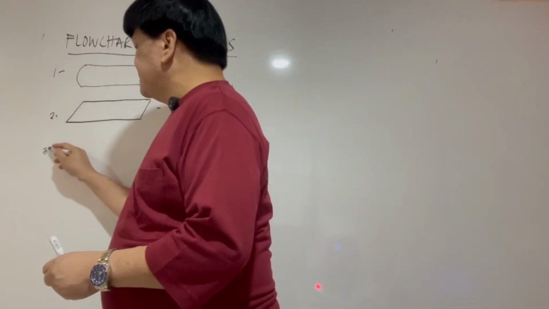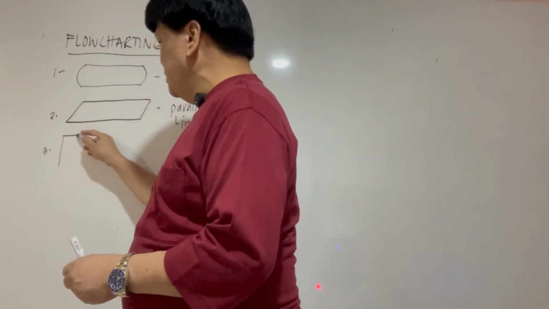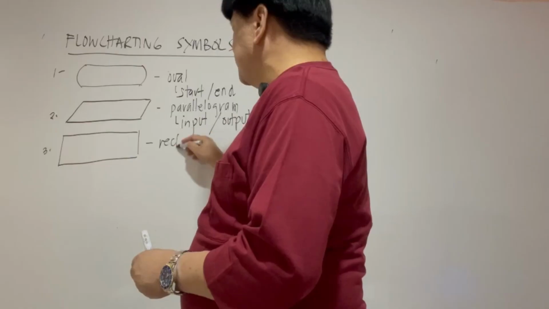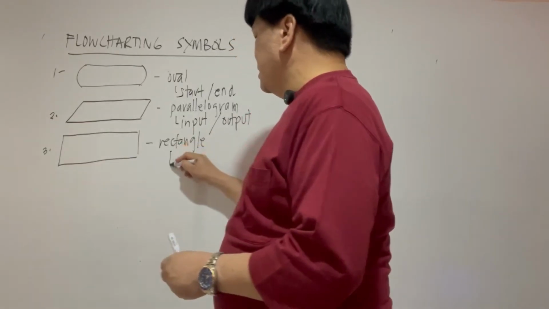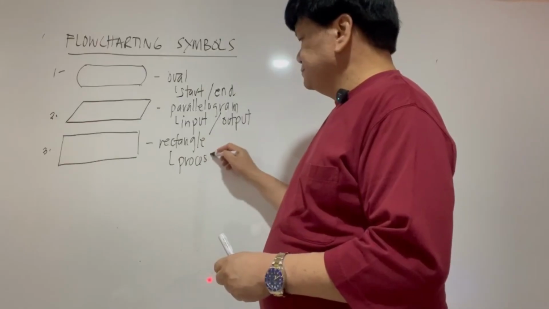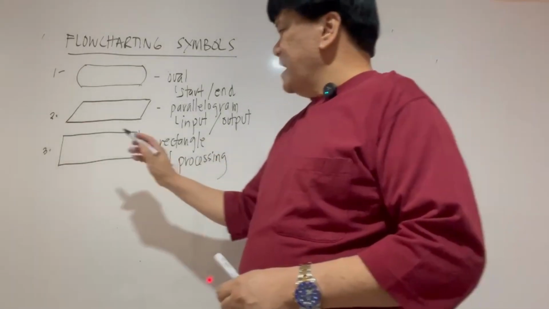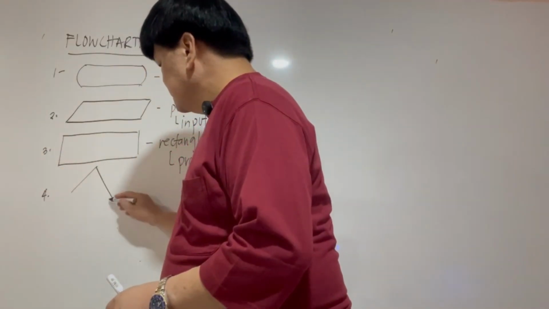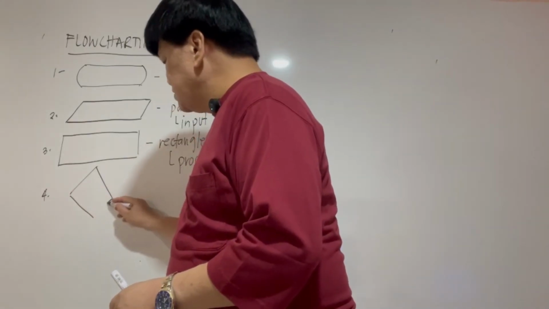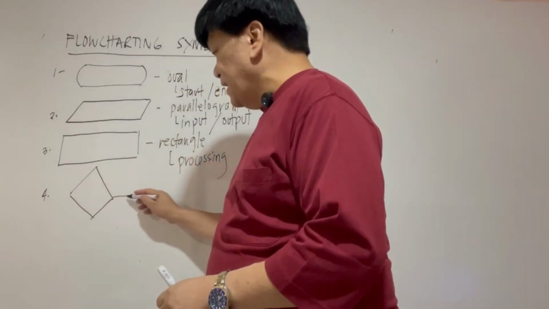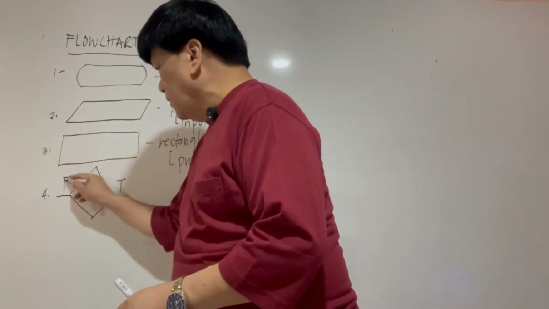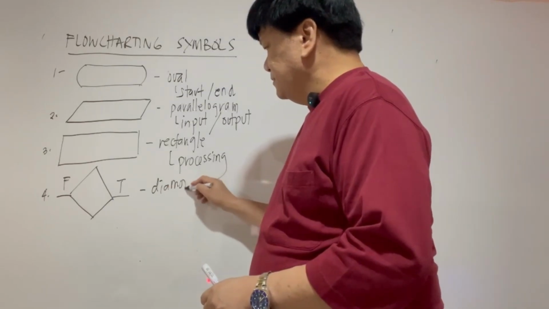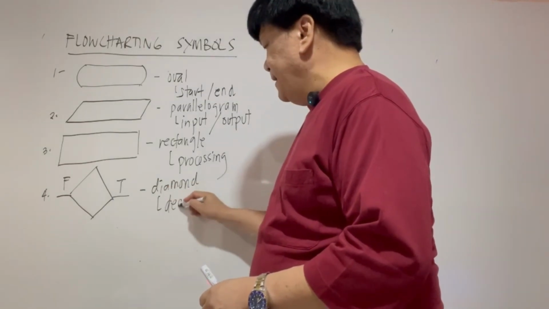Then number three is the processing symbol. We use the rectangle. The rectangle is used for processing. Then we have the diamond. This is for decision making, which has Boolean values, true and false. Diamond for decision making.